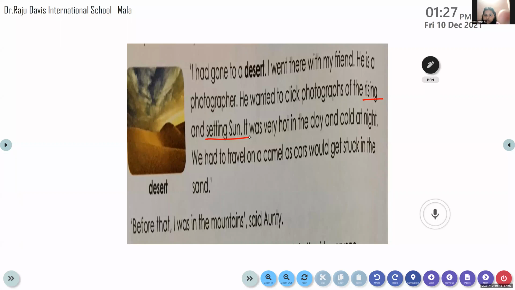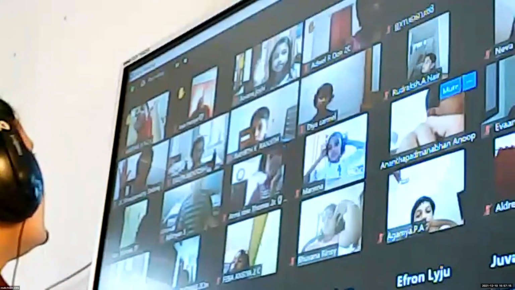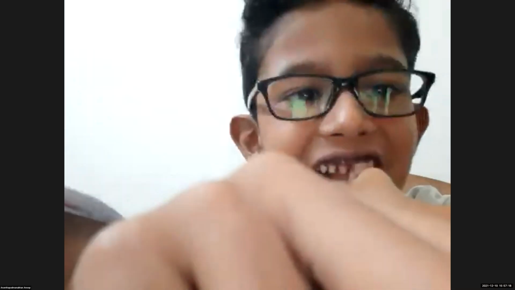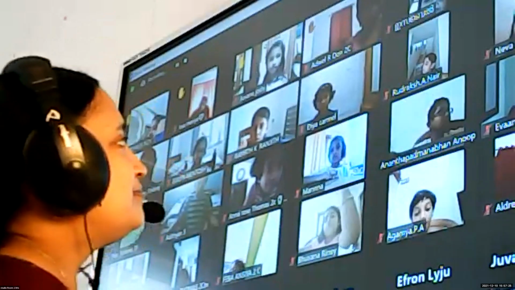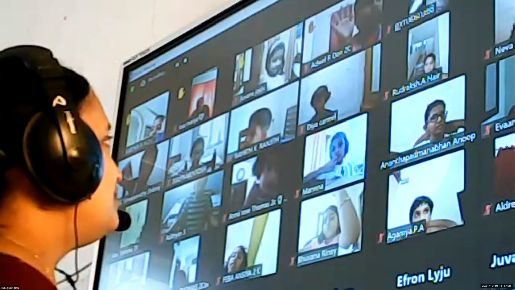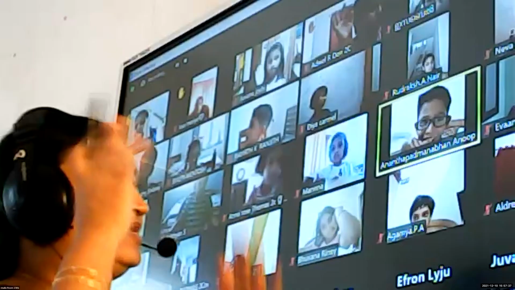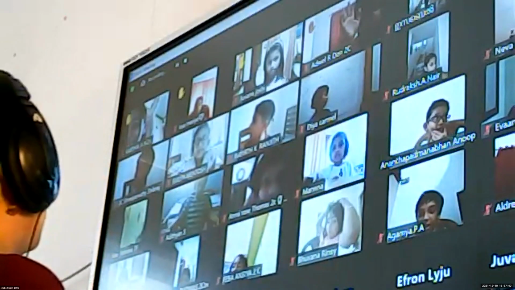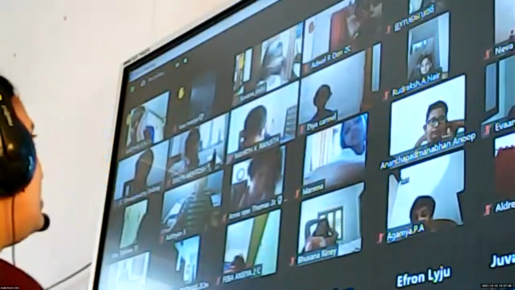My dear students, can you tell me what is the meaning of rising? What do you understand by rising? Ananta Padmanabhan, what is the meaning of rising? Go up. Yes, rising means to go up. What about setting? Going down, yes. Rising and setting are opposite words, words that have opposite meanings. Rising means to go up and setting means to come down.